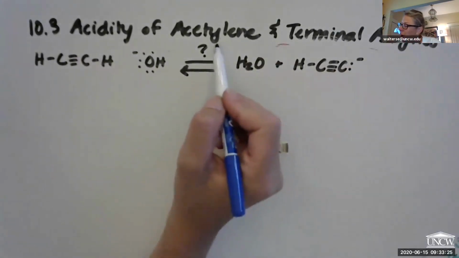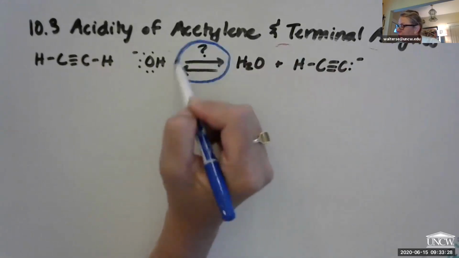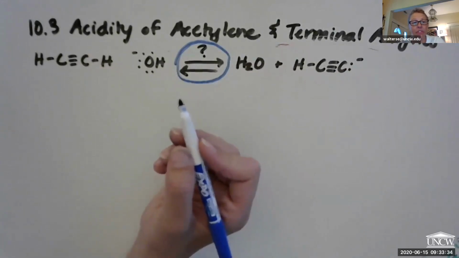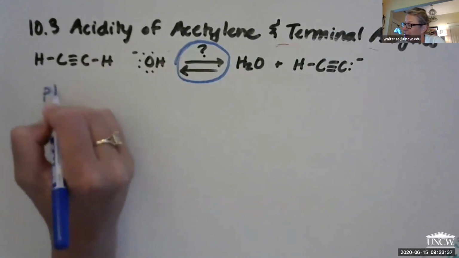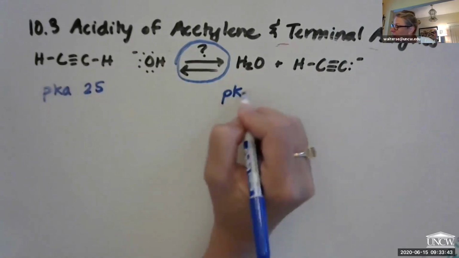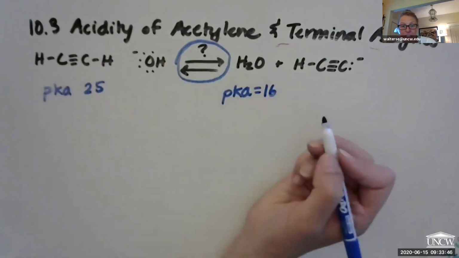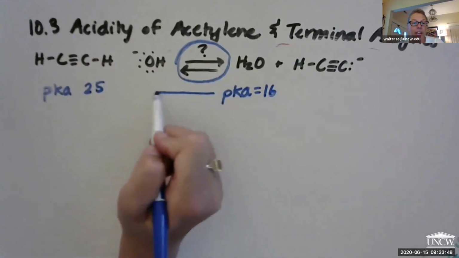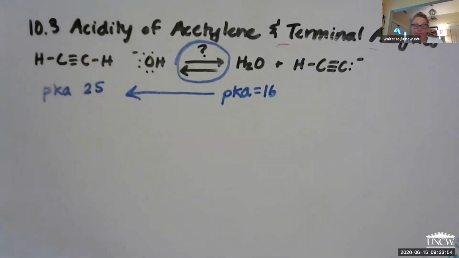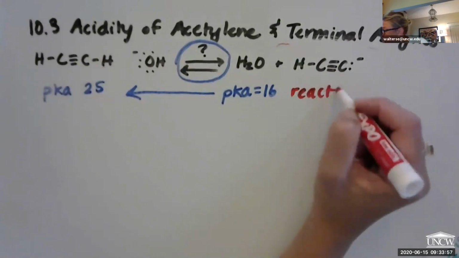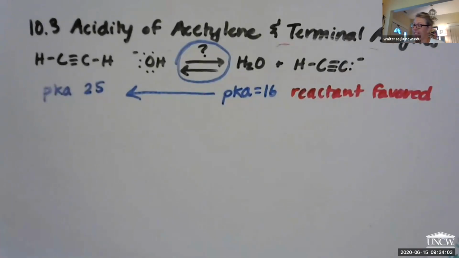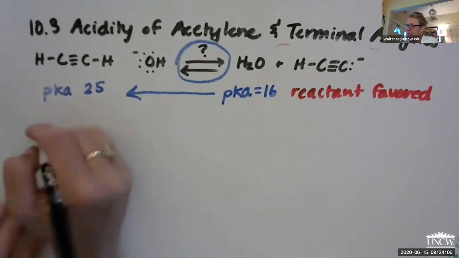But remember, when you are asked to gauge position of equilibrium, what you need to know are the pKa's of the acids involved. The pKa here is 25. The other acid is the water, and that has a pKa of about 15 or 16, which means that this reaction is left-hand side or reactant favored. So you need a base that's going to be product favored.